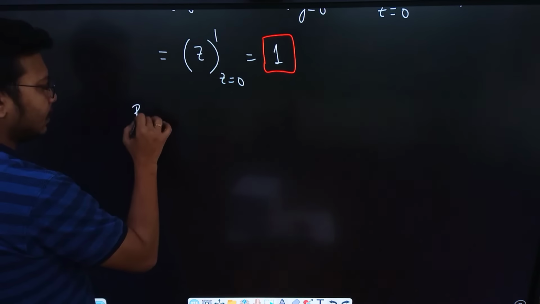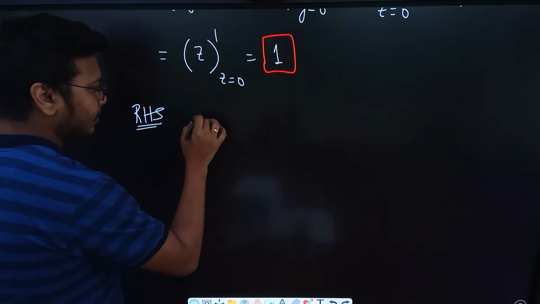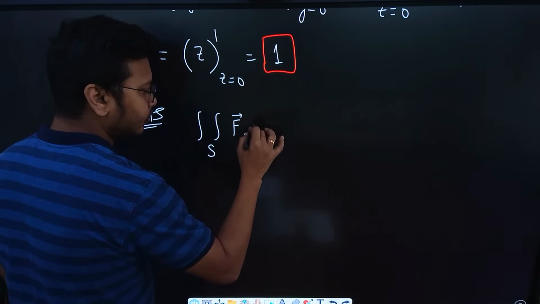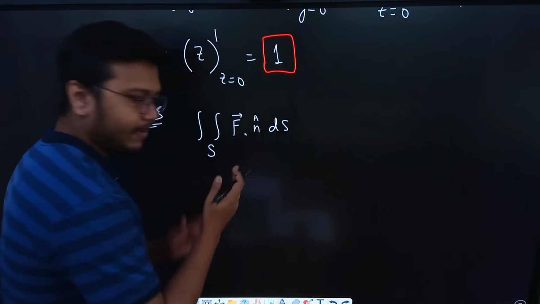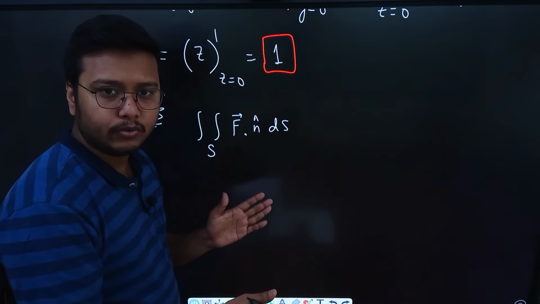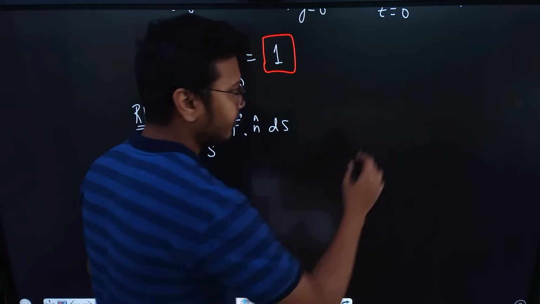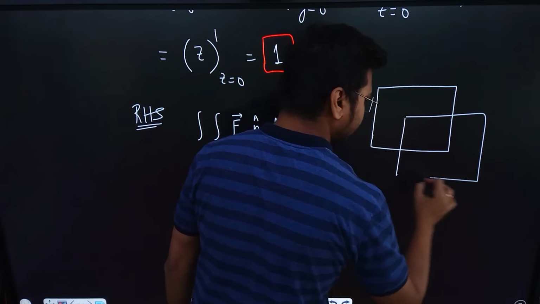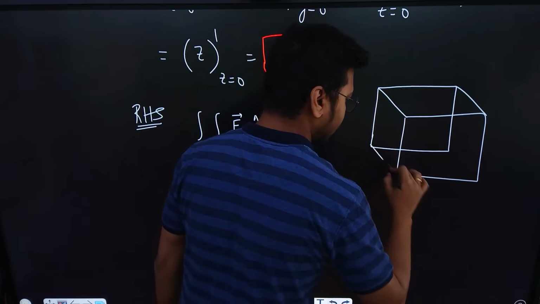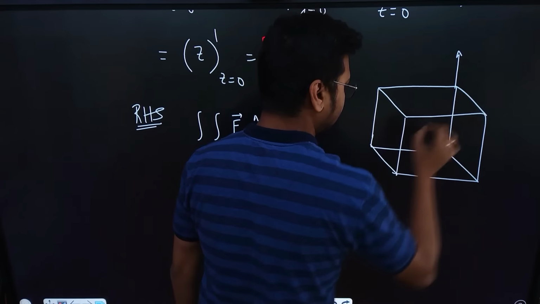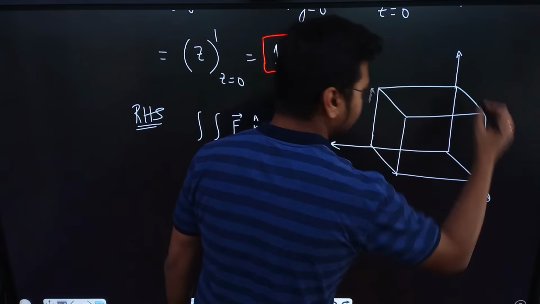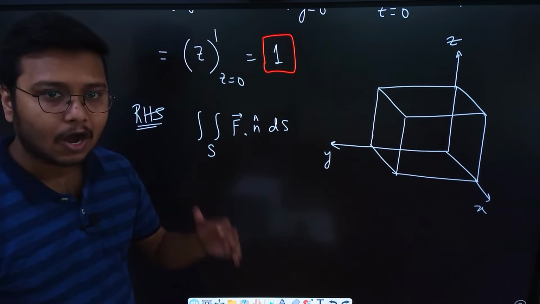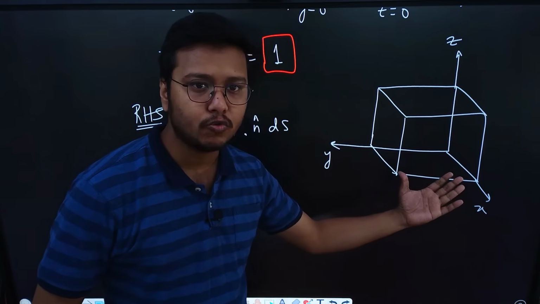Now coming to the RHS part of the divergence theorem, that is the double integral over the surface S of f dot n cap dS, where n cap, as I told you, is the outward drawn unit normal. Now what's that? We'll come to that very quickly. Let me just draw the cube once again. So let's say this is my x-axis, y-axis and z-axis.